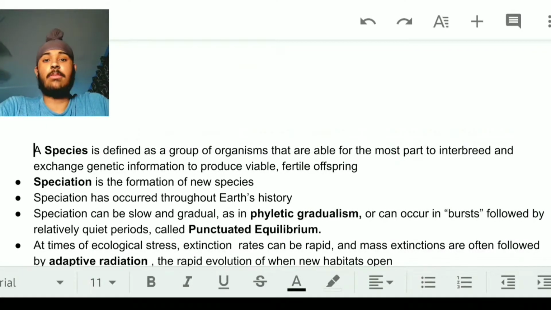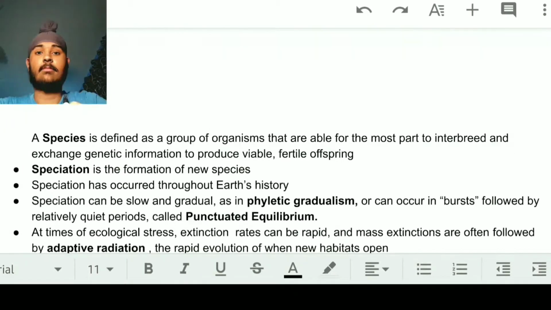So, speciation can be either slow, gradual, or rapid, just like different paces of it. When it's more gradual, slower, it's called phyletic gradualism. So pretty much slow, takes a long time. Another type happens in short bursts. Short bursts are more punctuated equilibrium. So this means that it happens very quickly and just in bursts.